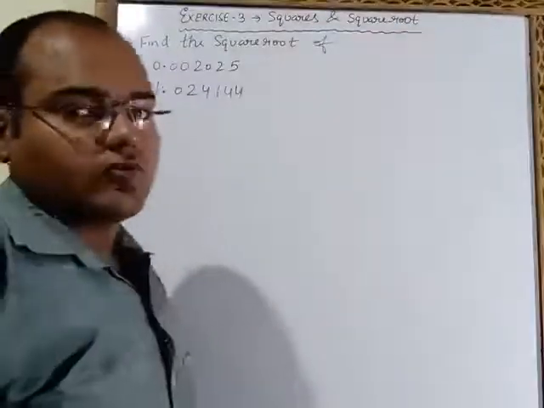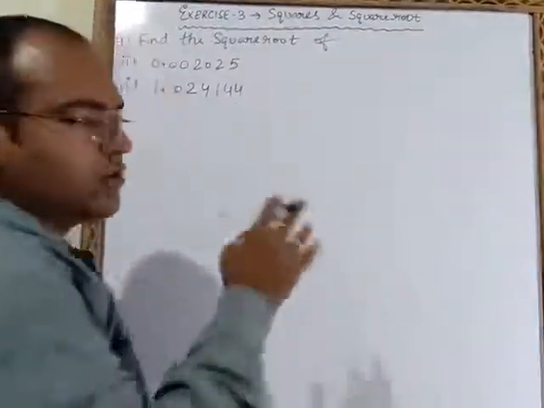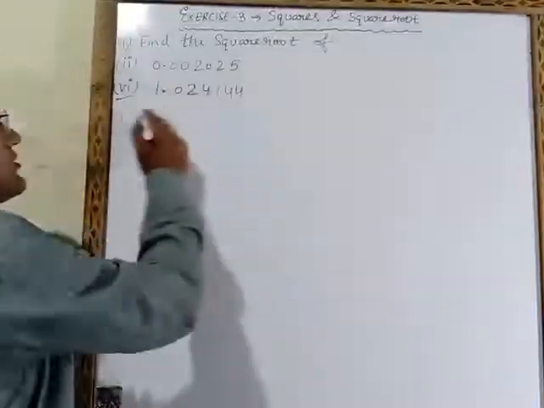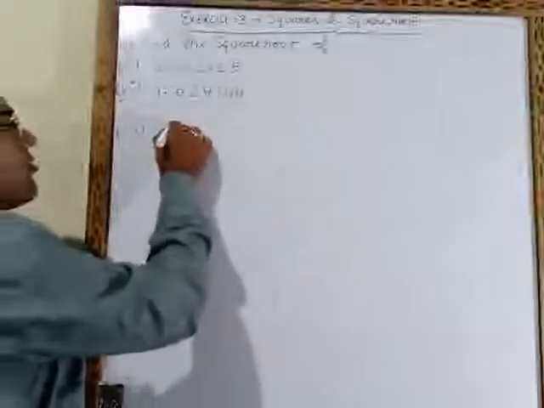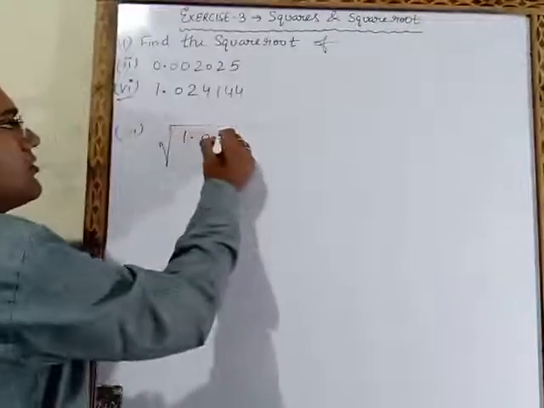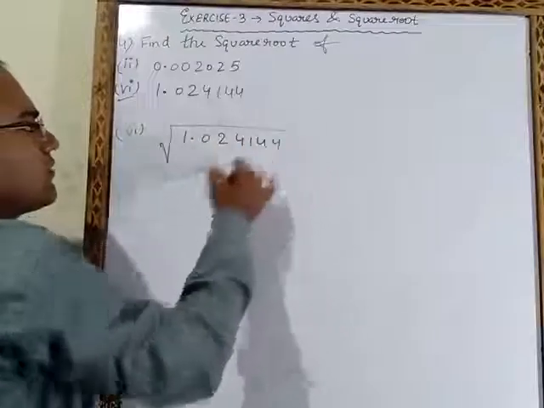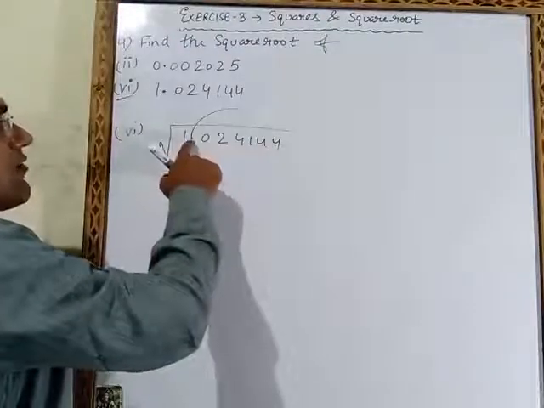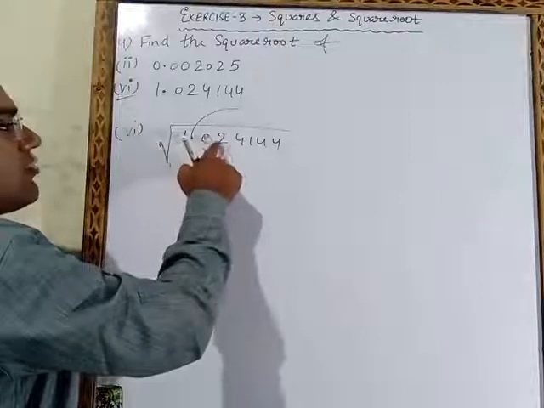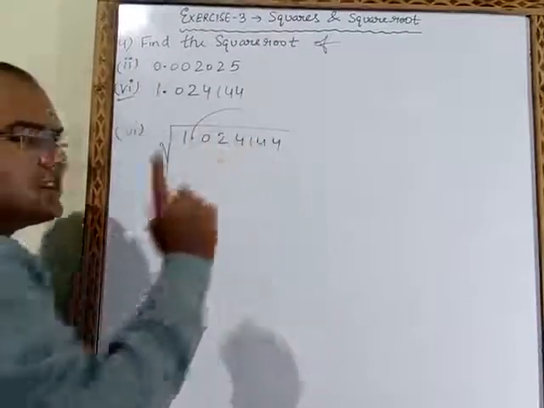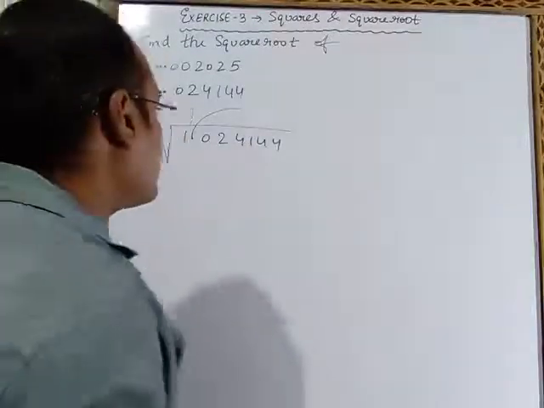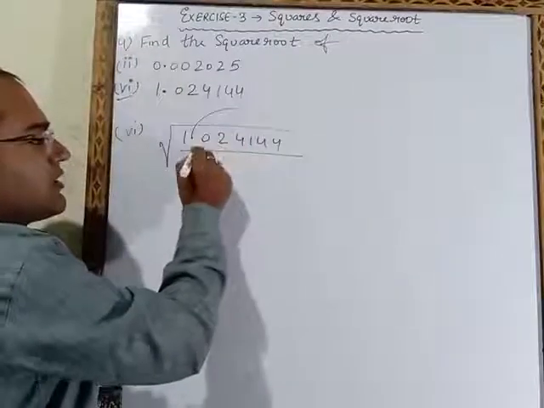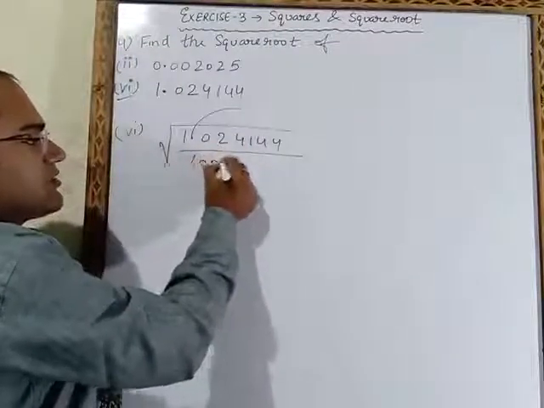The question is, you have to find the square root. No method is given, so we will use the prime factor method. Part 6: the square root of 1.024133. First of all we have to remove the point. After the point, how many digits are there? 1, 2, 3, 4, 5, 6 digits are coming. So when we remove this point, in the denominator we have to take 6 zeros.